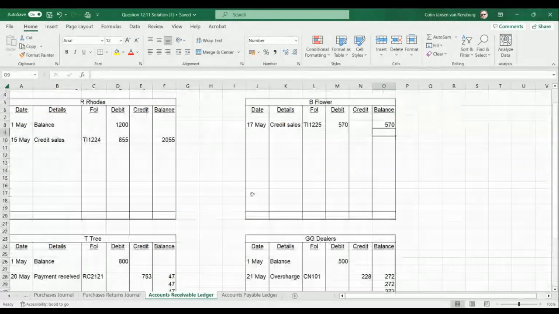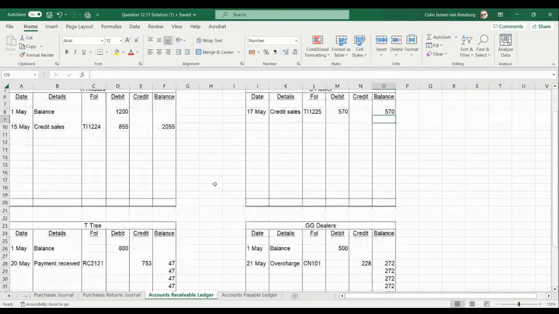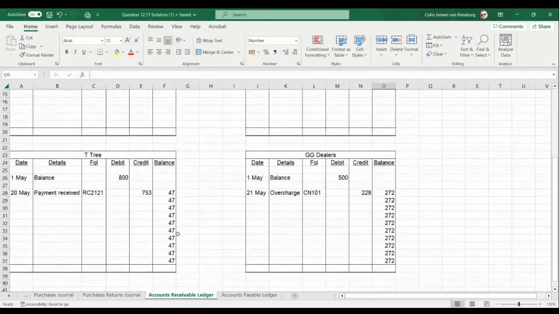We know that this debtor, R Roads, still owes us 2,055 rands at the end of May. We know that B Flower still owes us 570 rands at the end of May. We know that Tea Tree still owes us 47 rands at the end of May, assuming those Samsung opening balances. And we know that GG Dealers still owes us 272.